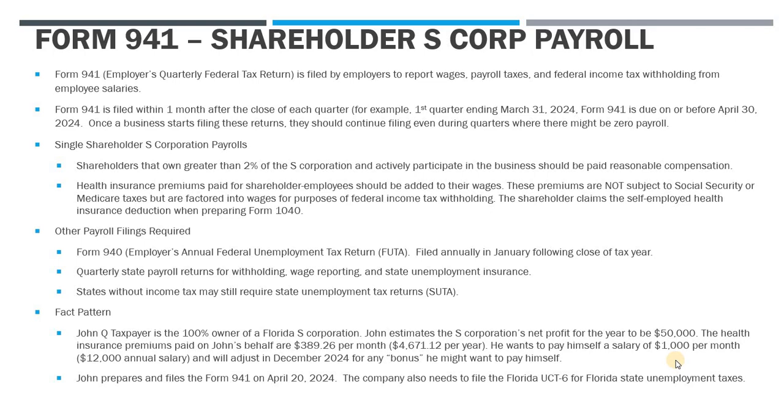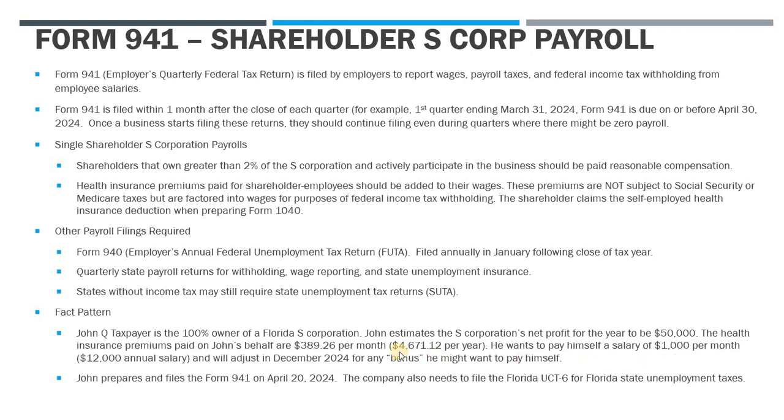Based on this net profit, he's going to pay himself what he considers to be a reasonable salary of $1,000 a month, so $12,000 for the year, and he's going to adjust at the end of the year for any kind of bonus. So he might pay himself more if the entity is more profitable. Reasonable compensation for S corporations can be quite complicated, but in this example, we're just going to assume this is reasonable and then treat it as such.